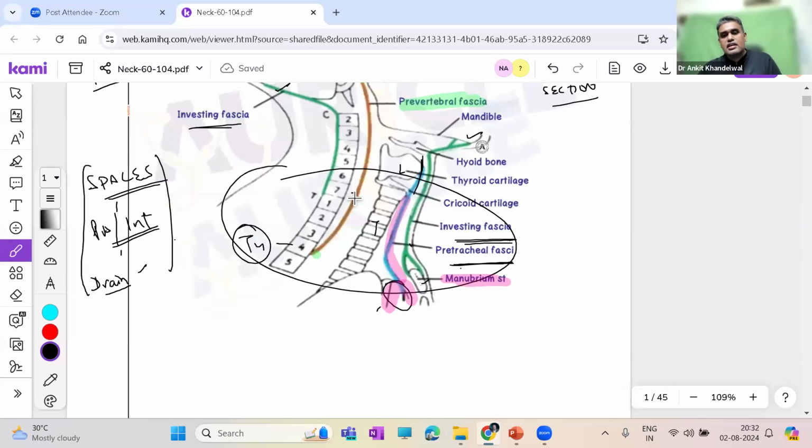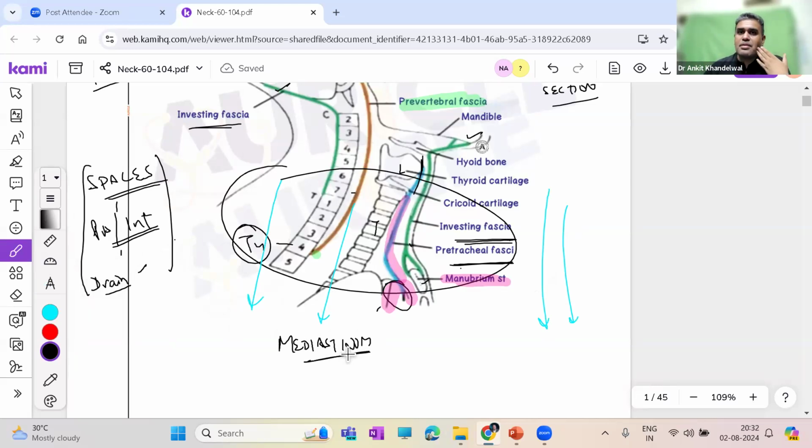The second point is that from some of these spaces, infection or pus collection can come directly down, into the region of the mediastinum. You have infections in the neck, which can even come from the mandible because it is attached above. On the mandible we have the teeth and gums. So infections right from the teeth or gums can go to the neck, reach places by which they can come down, and even go to the mediastinum.